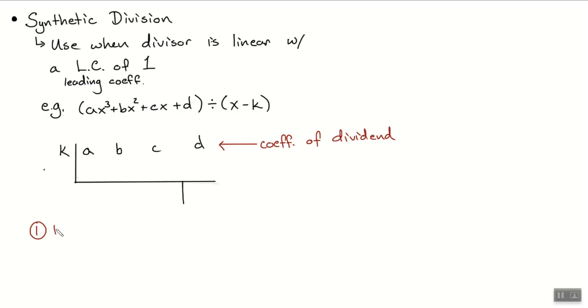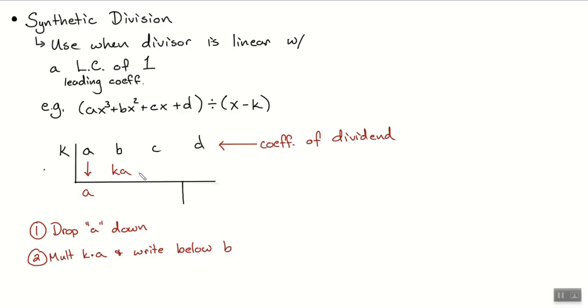To start this, step 1, and I'm going to move it down a little bit. Step 1, drop a straight down. So I don't get goofed up, I always do an arrow here. Can anybody recall the next part of this? You multiply k and a. We multiply k times a. So step 2 is multiply k times a and write below b. So this would be ka in this situation.